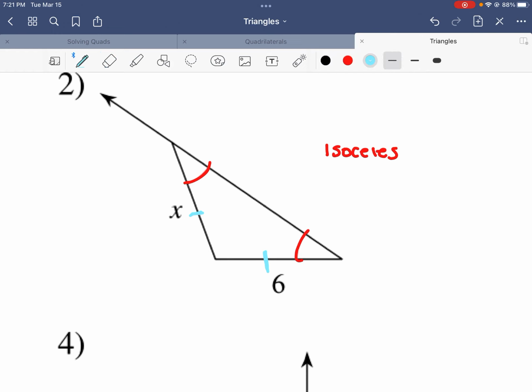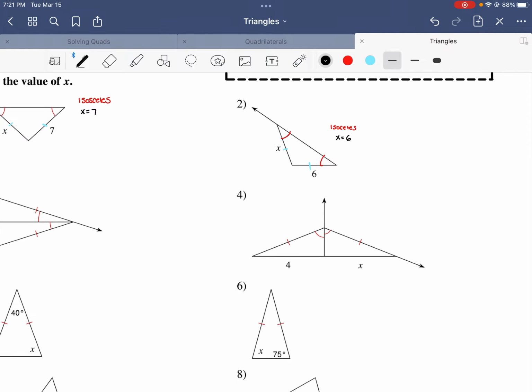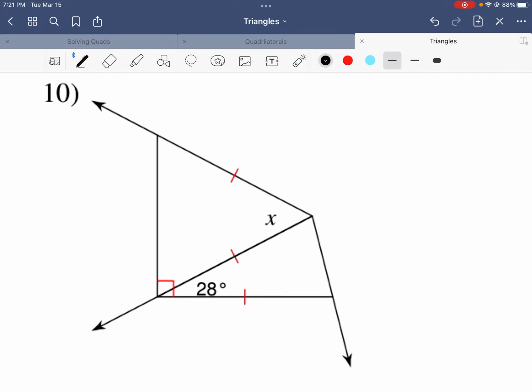So we got lucky again. X and 6 are the sides that are meant to be equal. So x should be equal to 6. Pretty easy, right? I'm going to go ahead and jump onto problem 10, which is a little bit more difficult.